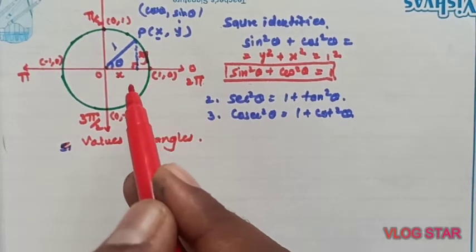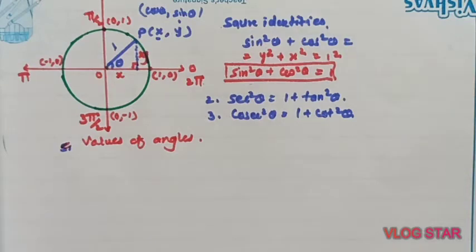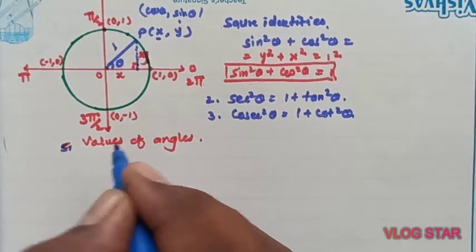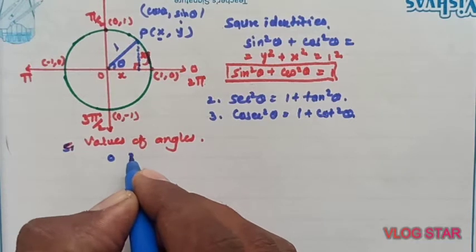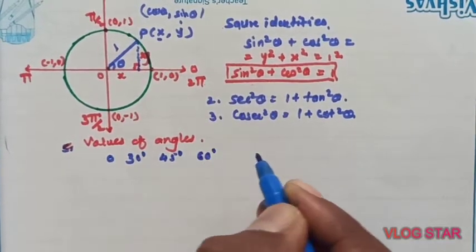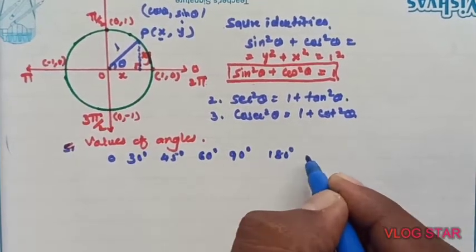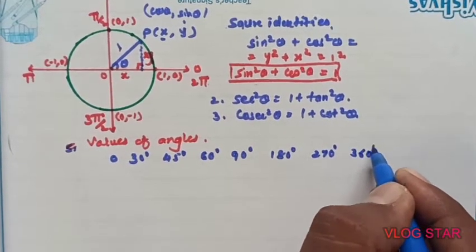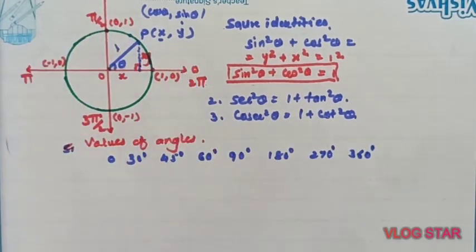Means either 0, plus 1 or minus 1 are the values of all quadrantal angles. We can make a chart for that. You know some standard values in degrees, and we can convert them into radians also. So here: 0, 30 degrees, 45 degrees, 60 degrees, then 90, 180, 270 and 360. This is one entire rotation, from 0 to 360.